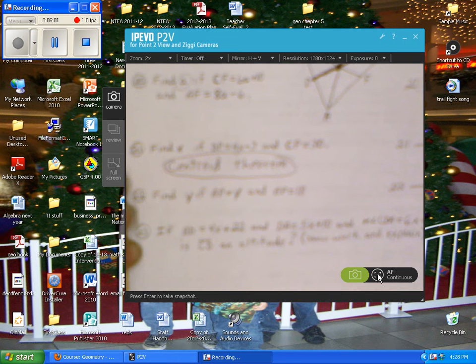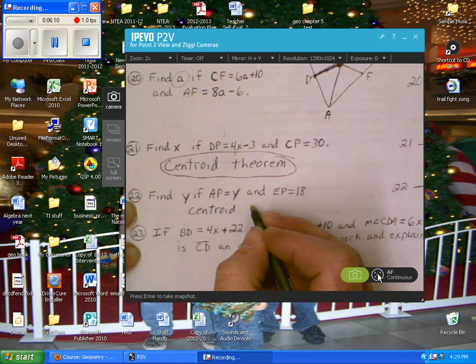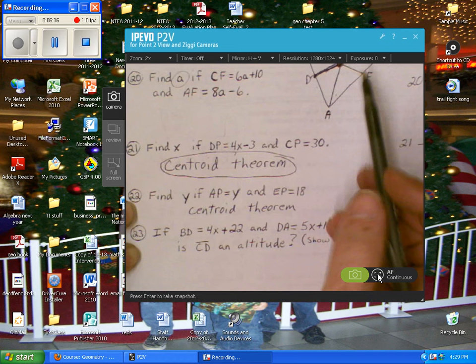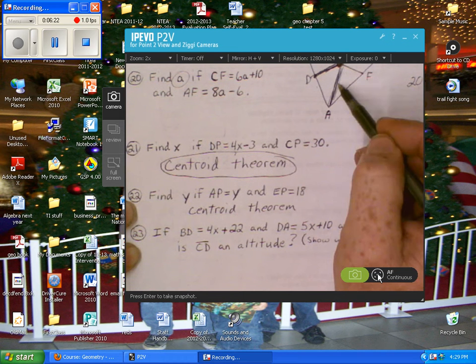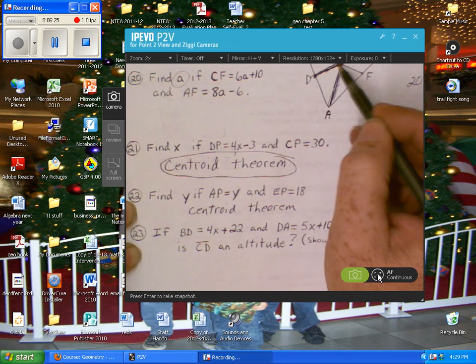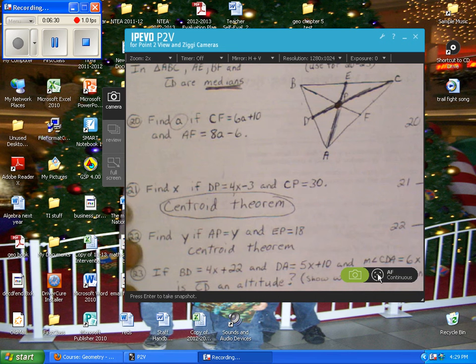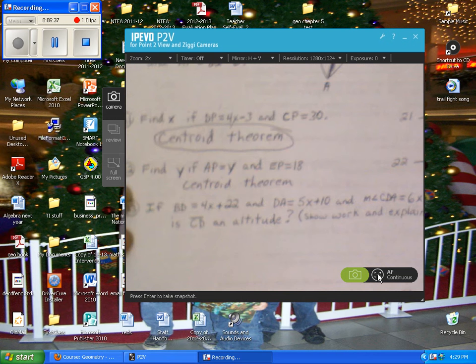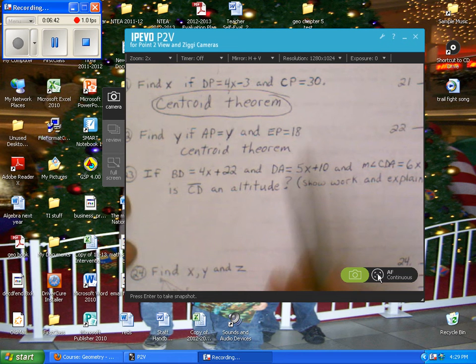22. You're also using the centroid theorem. You're dealing with AP and EP. You've got to know how those two segments are related to each other, given that all of these are medians. So you're dealing with AP and EP in problem 22. You're still using the same diagram.